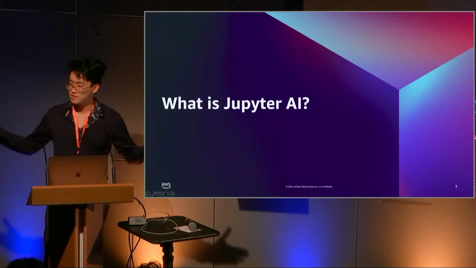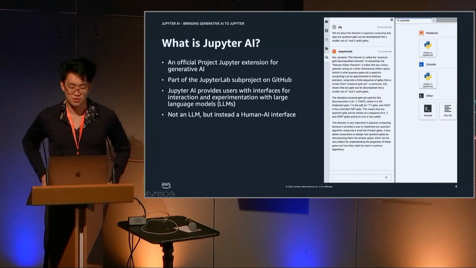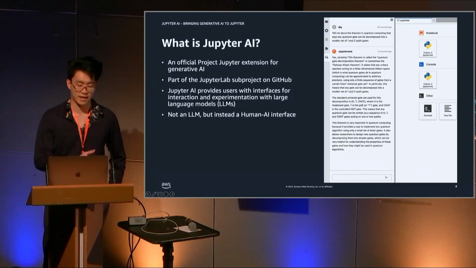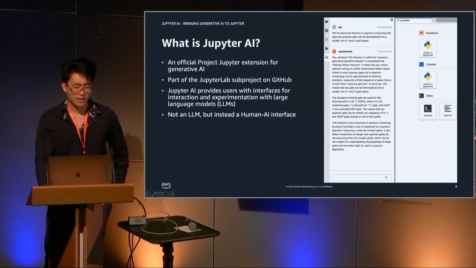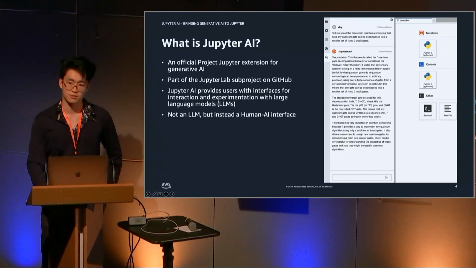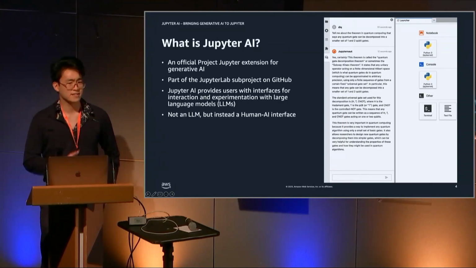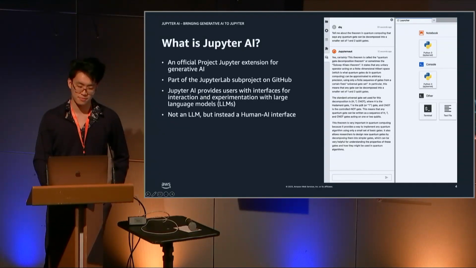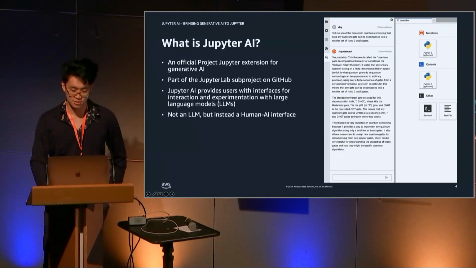So, to kick us off, what is Jupyter AI? Well, Jupyter AI is an official project that brings generative AI to Jupyter. It's part of the JupyterLab subproject on GitHub. And Jupyter AI provides users with interfaces for interaction and experimentation with multiple large language models. And it's important to note here from the outset that Jupyter AI itself is not a language model. It is instead a human AI interface for multiple language models.